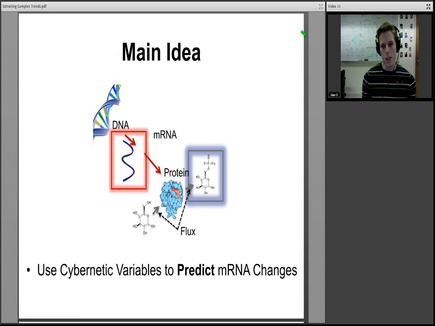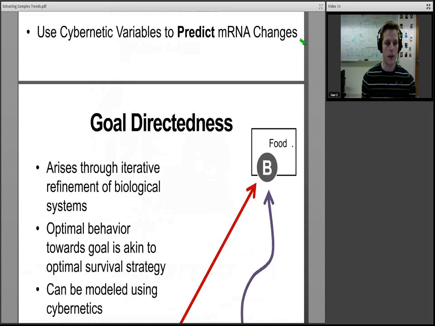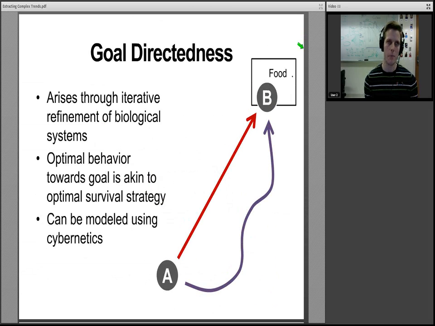So I'll give you a very general idea of how this works. Let me first justify that idea that these metabolic systems work towards goals by talking about the concept of goal directedness. Let's look at a very simple idea where we have two organisms at point A and then some food source for which they're competing at point B. The organism that takes the red path is endowed with a competitive advantage over the organism that takes the purple path. And so if the organism takes the red path, then it's more likely to survive.